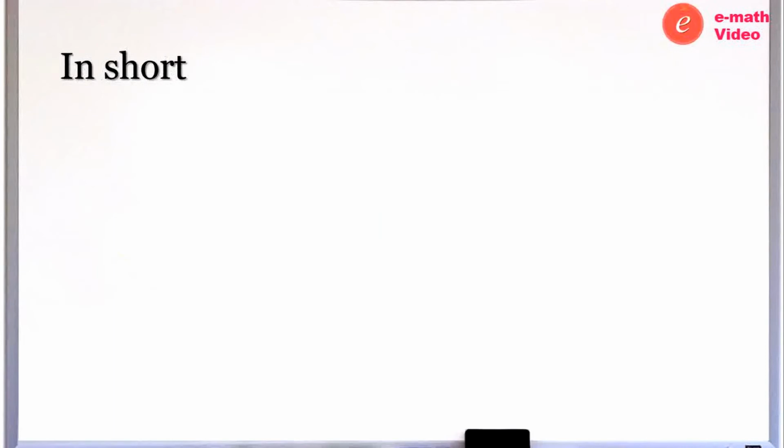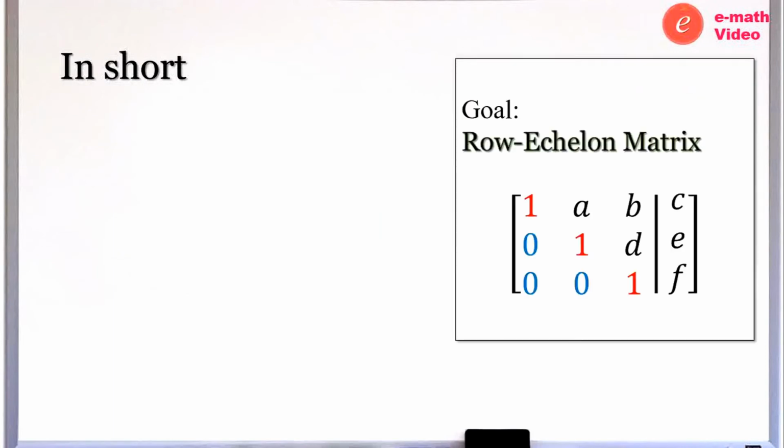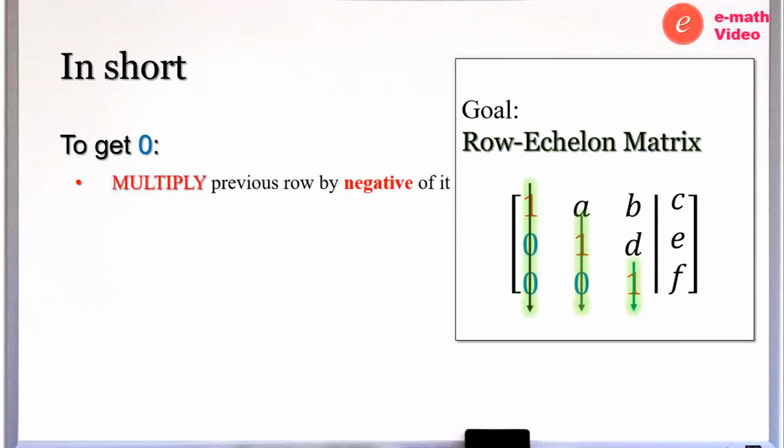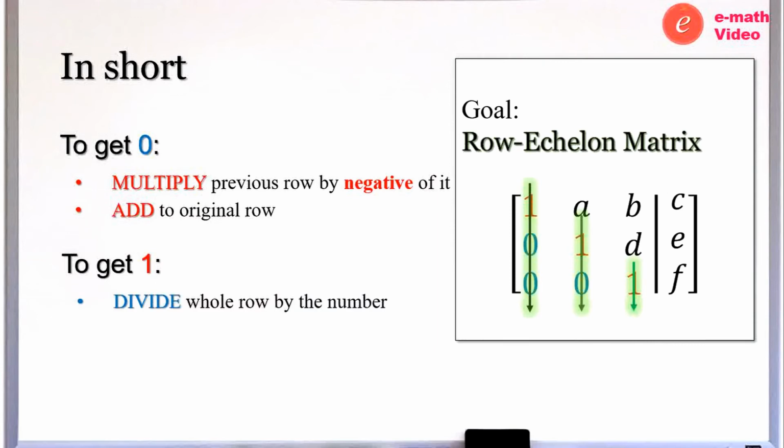In short, our goal is always row echelon form. Focus on the 0 and 1. Do it column by column from up to down. To get 0, multiply previous row by negative of that number and add to original row. To get 1, divide the whole row by that number itself. And that's all for Gaussian elimination.